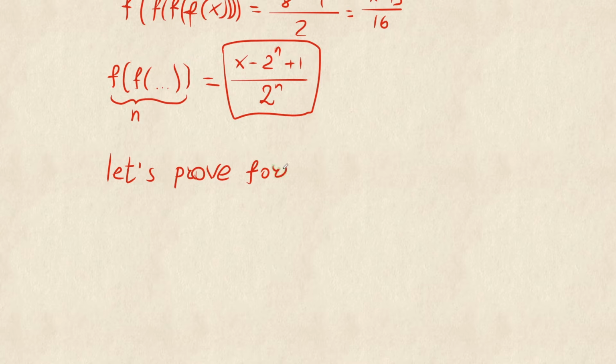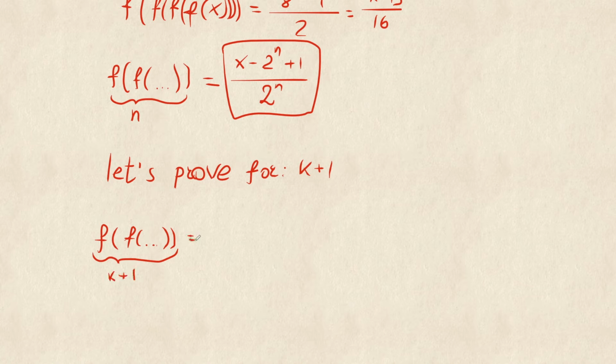Now we have to prove that this expression is true for the next, k plus 1 term, because this is our guess and we still have to use inductive reasoning to show that the formula we get would actually be true for any n. So let's prove that this expression is true for k plus 1 term. So here's our f of f, again repeated k plus 1 times.